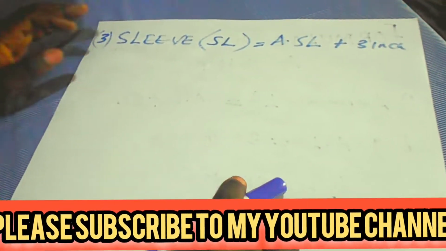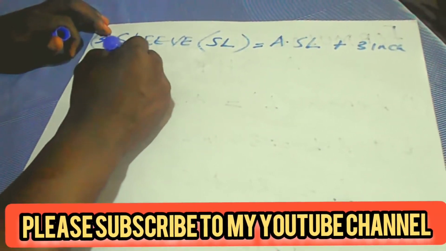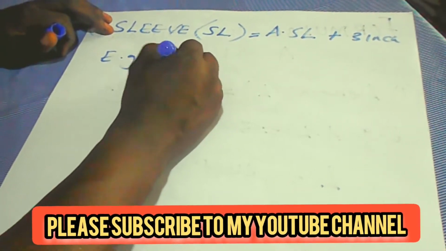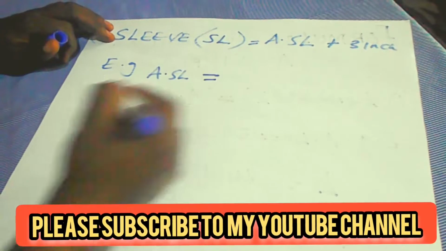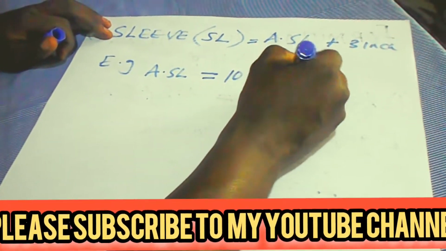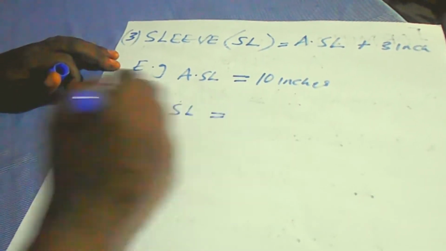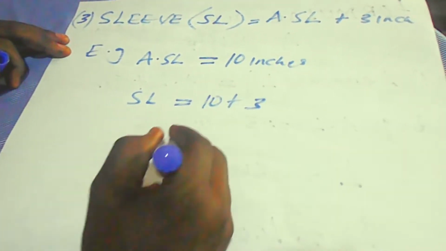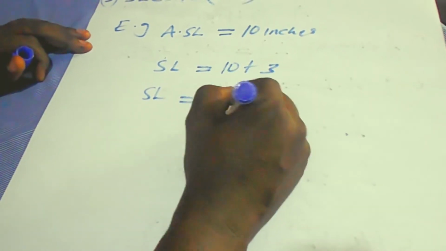All right, for example, if the actual sleeve length or measurement of the client is 10 inches, the sleeve you are going to cut will be 10 plus 3, which will be what? Sleeve equals 13 inches.